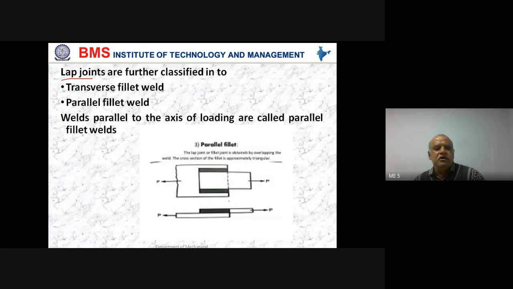In lap joint, we have transverse fillet weld and parallel fillet weld. There are two types of welded joints. One is transverse. What do you mean by transverse? What do you mean by transverse?